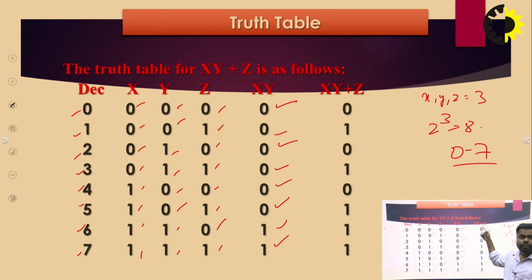Then we have to take x dot y and plus z. False false false, true false true, false false false, true false true, true true, false false false, true false true, false true true, true true true. This is the truth table for x dot y plus z.